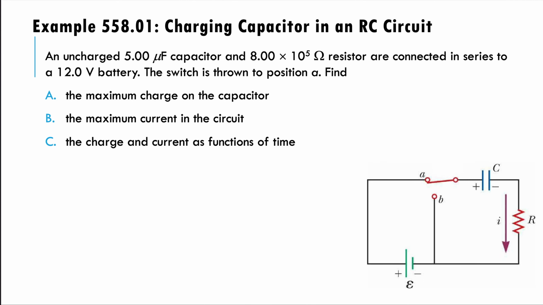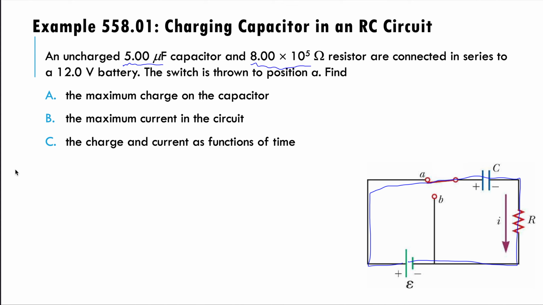In this video, I'm going to go over an example from video 558, RC circuits charging a capacitor. In this example, we have an uncharged capacitor, 5 microfarads, and a resistor, 8 times 10 to the 5 ohms. They're connected in series to a 12-volt battery. The switch is thrown to position A. This position just tells us that we do have the R, the C, and the battery, so it's a charging capacitor circuit.